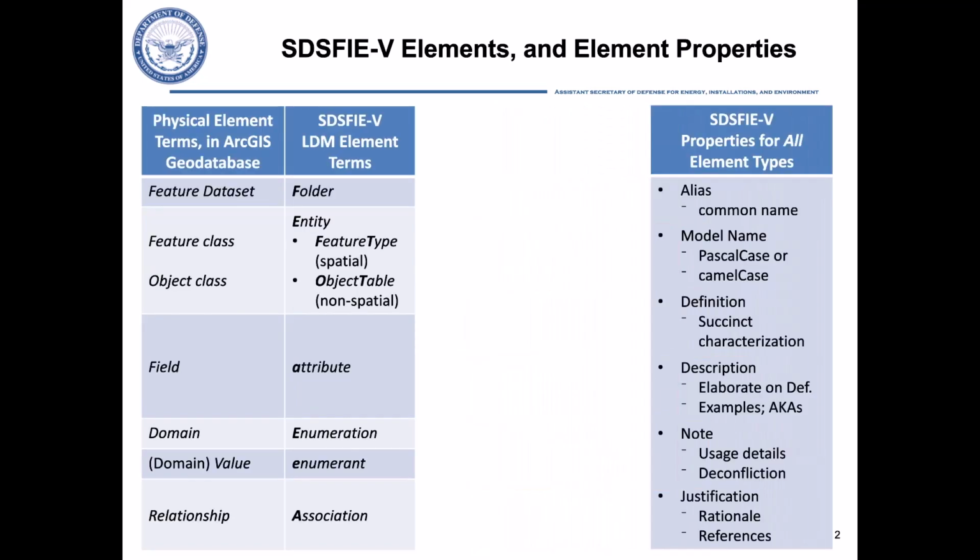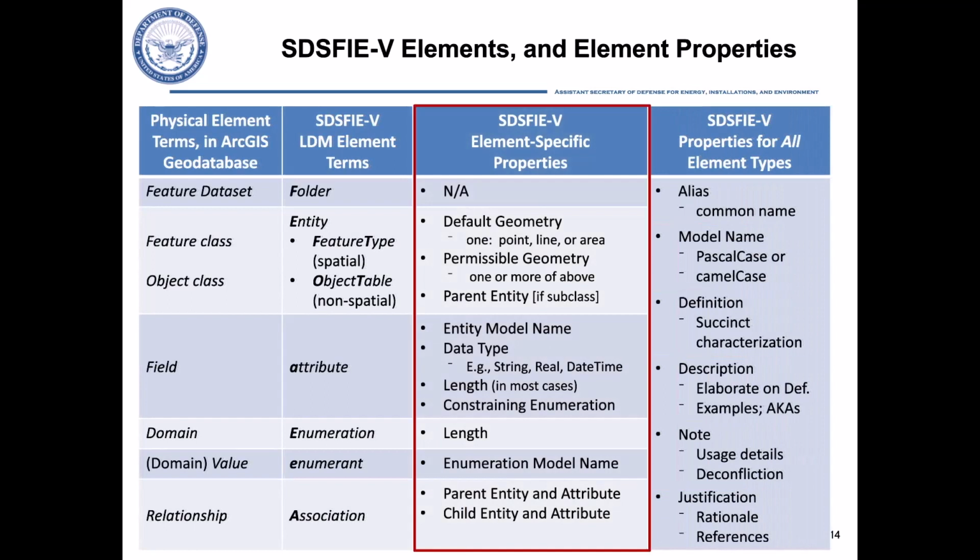The final addition to the table is an inserted column that contains element properties that are specific to particular types of elements. These element-specific properties augment the standard properties that we just covered. For example, the default and permissible vector geometry types must be defined for the SDSFIE-V entity element type. For feature types which have a spatial geometry, the point, line, and polygon values are used, with a value of none used for the non-spatial object tables. For attributes, several element-specific properties are required.